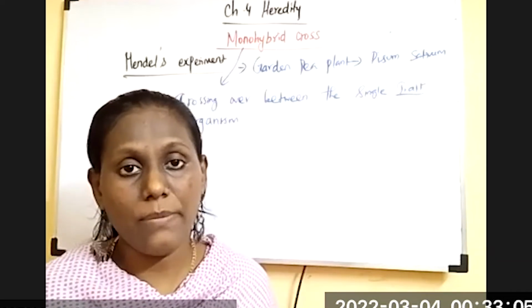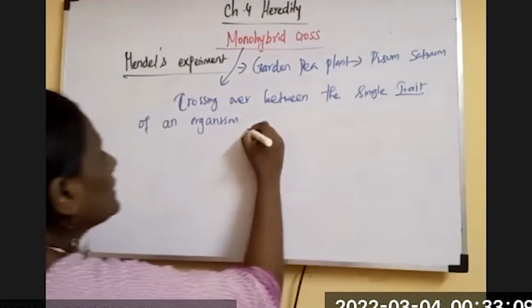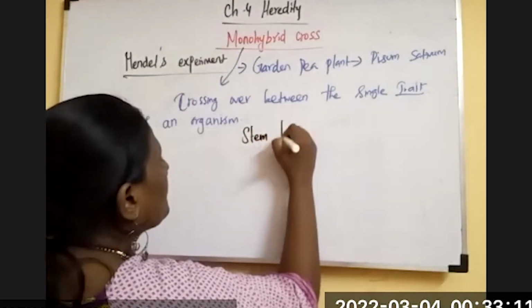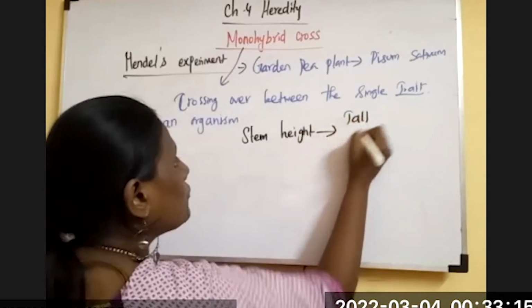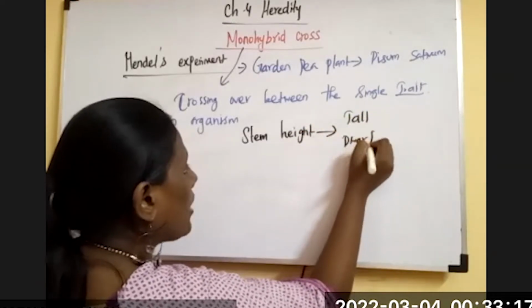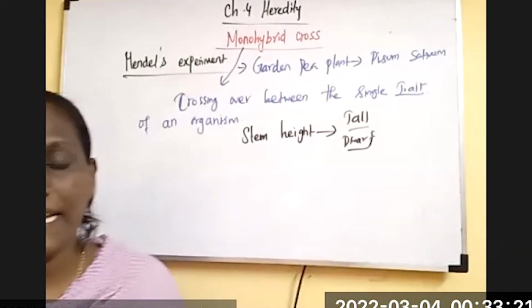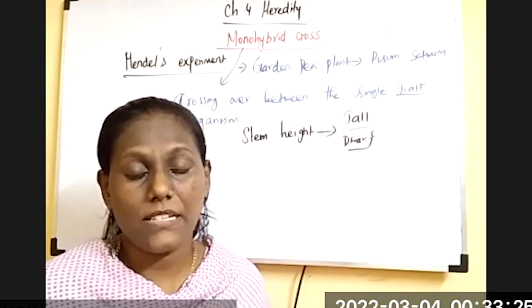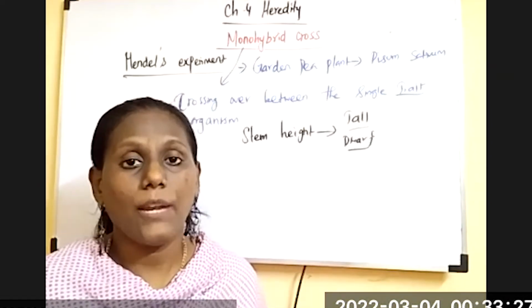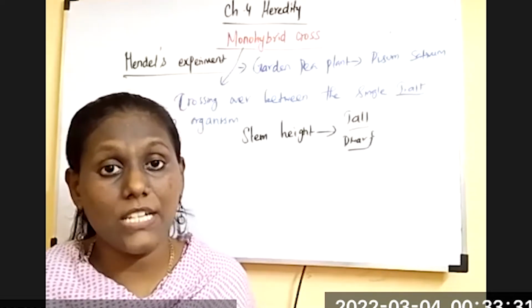Each character exists in two alternative forms. The character he chose is the stem height. This stem height is available in two forms, that is tall and dwarf. Each character is like that. Seed can exist in the form of round and wrinkled. Flower can exist in violet and white, and pod color in green and yellow. So every character can exist in two forms.